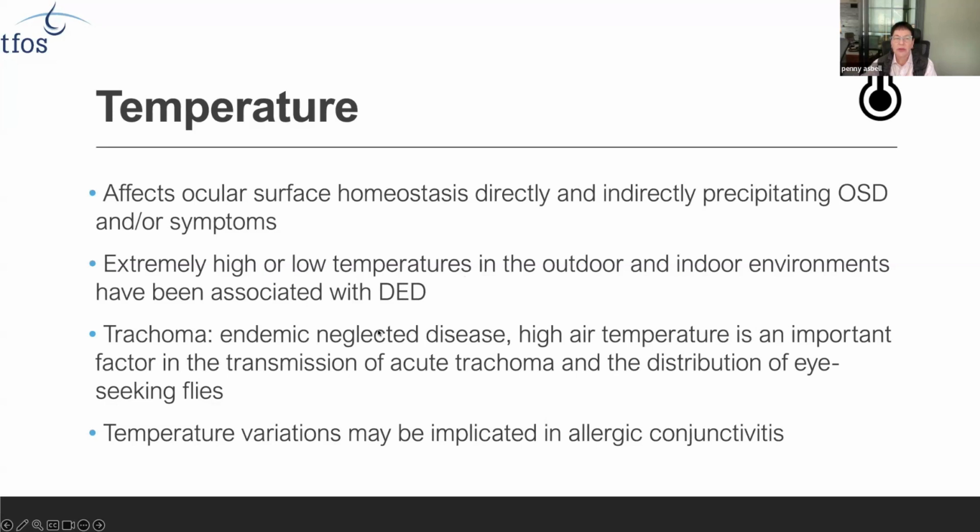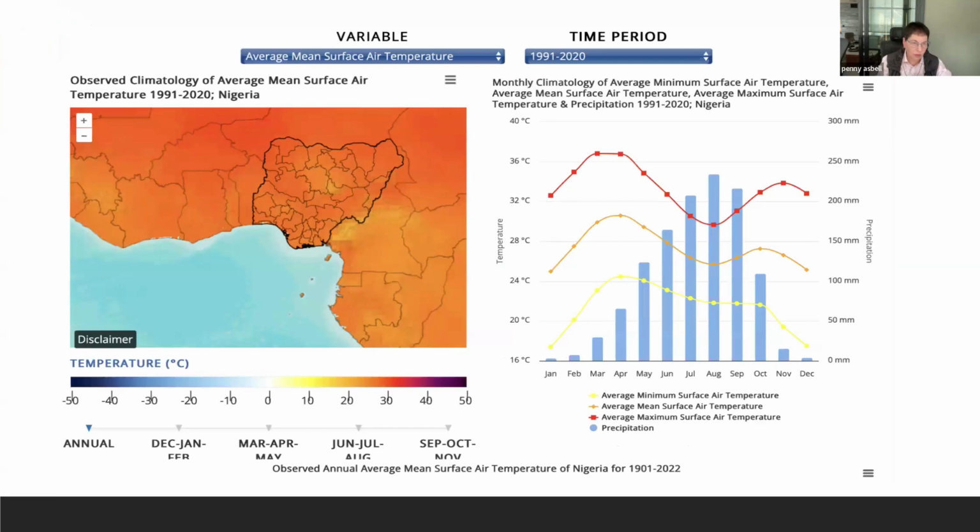Another interesting thing is trachoma. I don't know how common that is in Nigeria these days. As you probably know, historically, trachoma was extremely common in Africa. In some areas, it has been well treated and is relatively rare, but it continues to be an issue for a good many people in Africa. Temperature variations can affect allergic conjunctivitis as well.